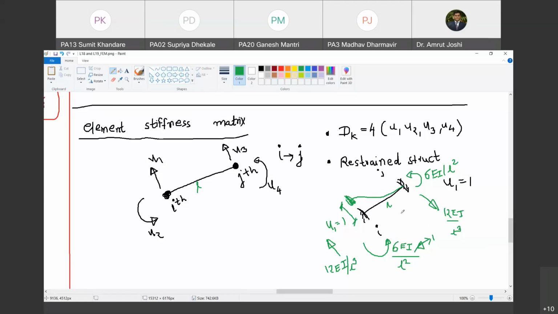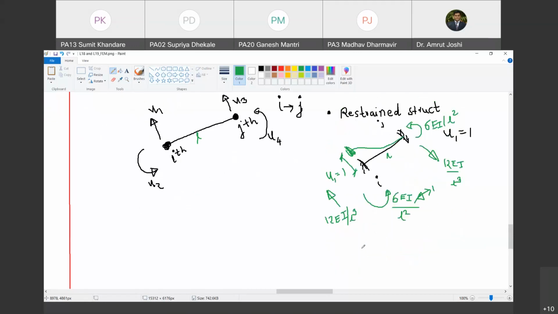Yes, sir. Now, can you tell me what do we mean by K11? Of course, this is all for this element, so it is the element stiffness matrix. Therefore I write superscript E. What is K11? First element of the element stiffness matrix. So it is the action required to be produced at 1 to have unit deformation at 1. Are you with me?